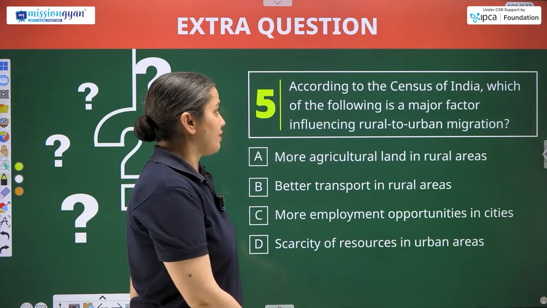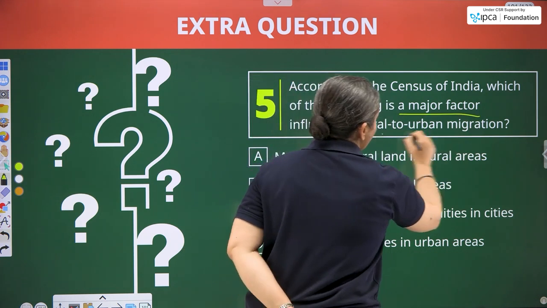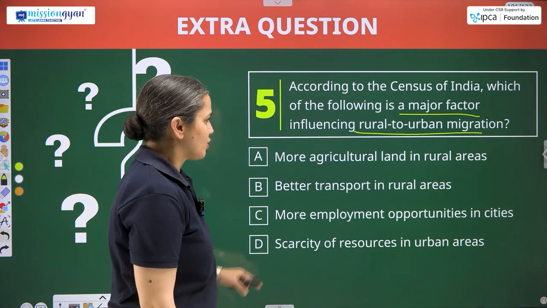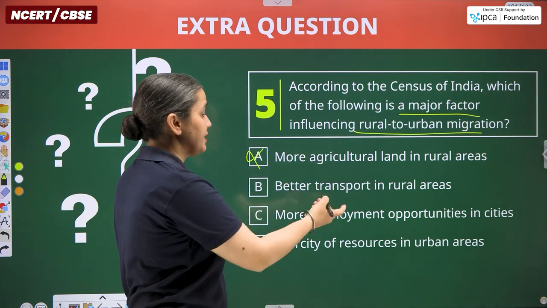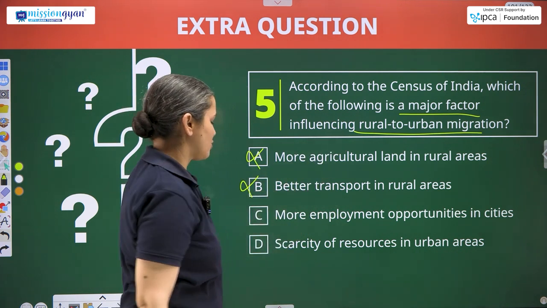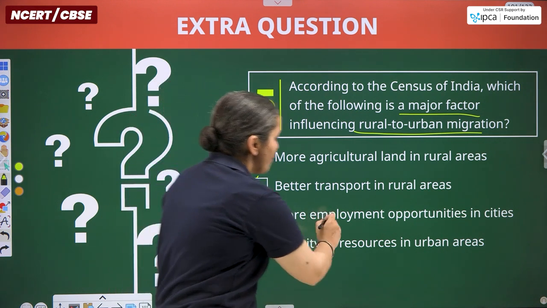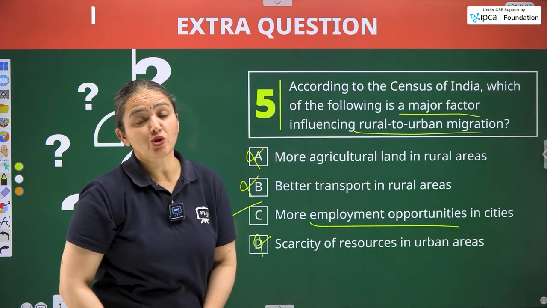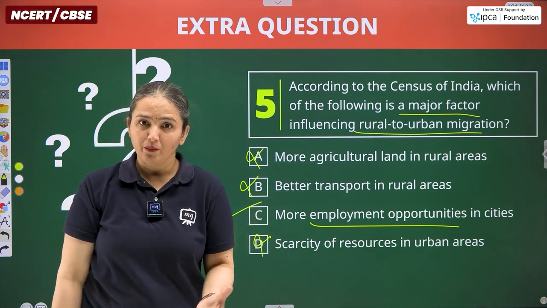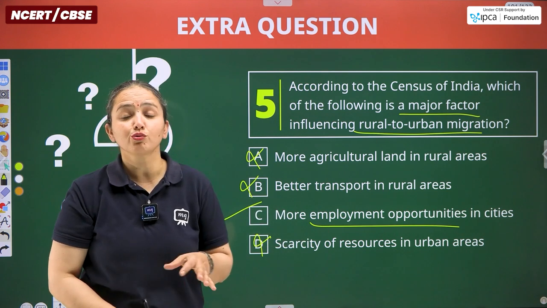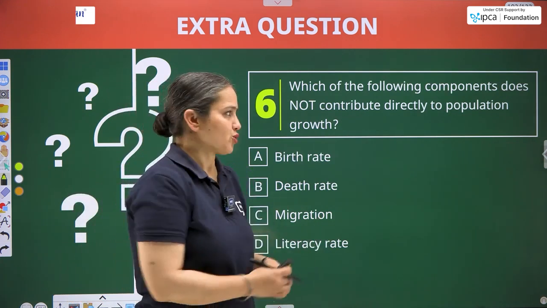According to the census of India, which of the following is a major factor influencing rural to urban migration? More agricultural land, how can that be possible in urban areas? Better transport in rural areas? Not at all. Scarcity, shortage? Not at all. The answer is more employment, more job opportunities in the city. Landless farmers or people who are jobless in the villages shift to the cities looking for better job opportunities.